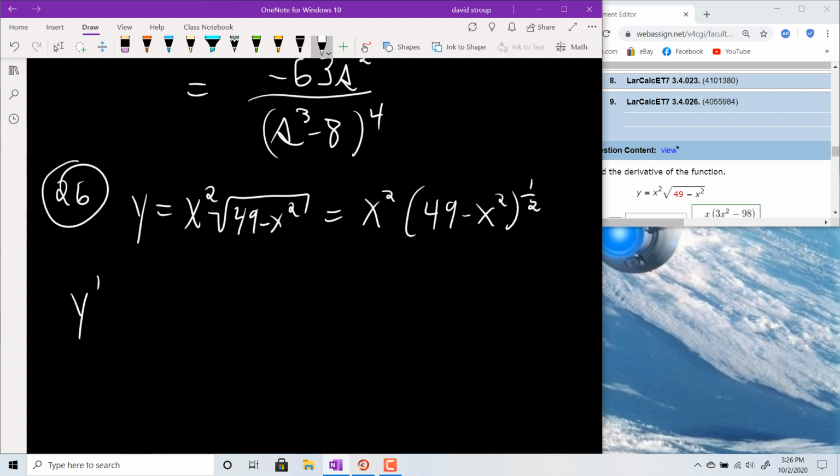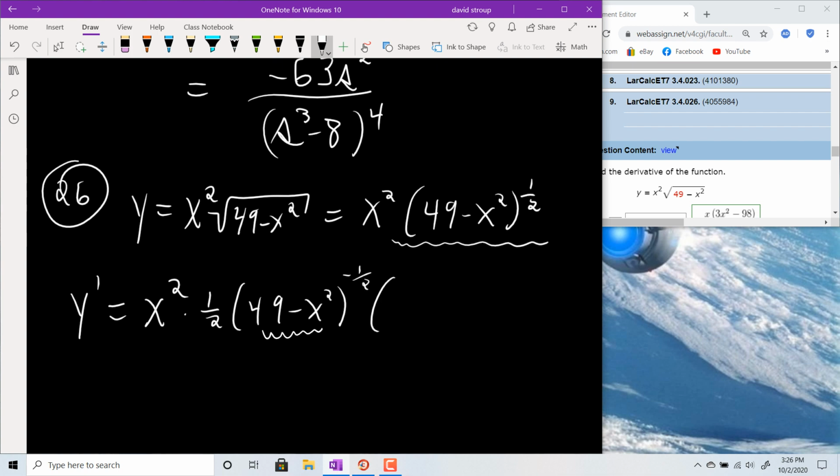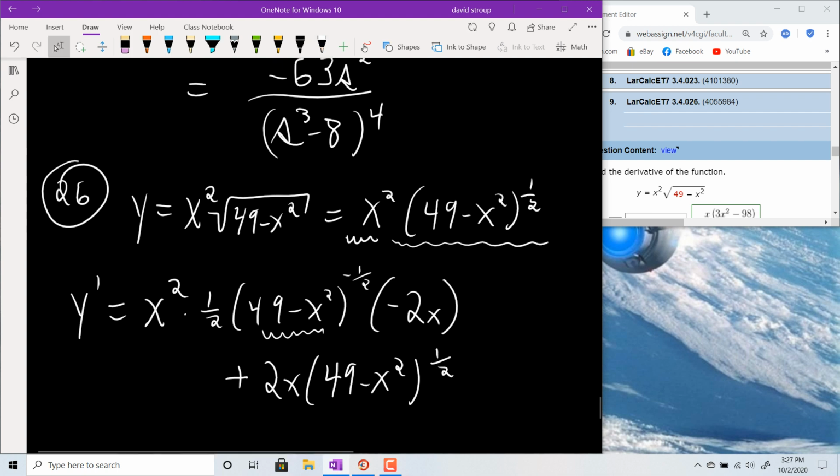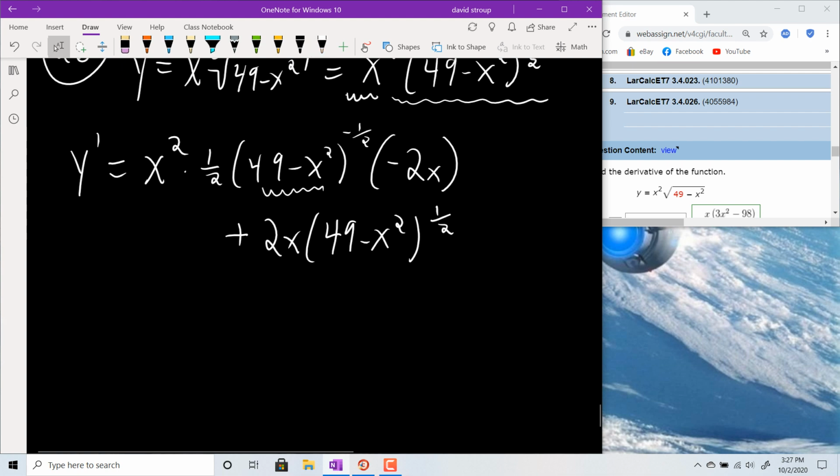Okay, so first leave x squared alone, and then I'll take the derivative of this part. Okay, so I'm going to bring down the 1/2. 49 minus x squared to the 1/2 minus 1 is -1/2, and then times the derivative of the guts. Okay, so that would be -2x. And then plus, now you take the derivative of the first term. Okay, so that's 2x, and you leave the second term alone, times 49 minus x squared to the 1/2. Okay. You clean it up.